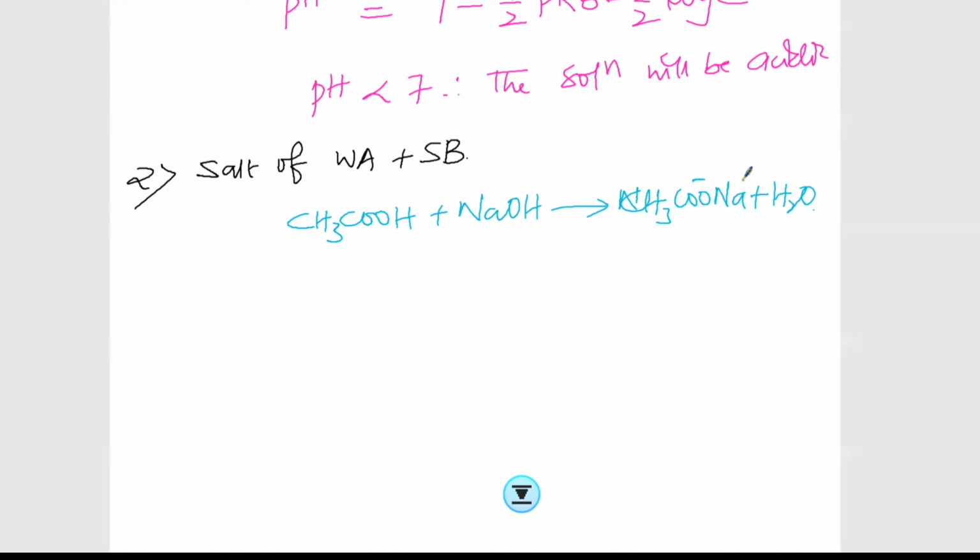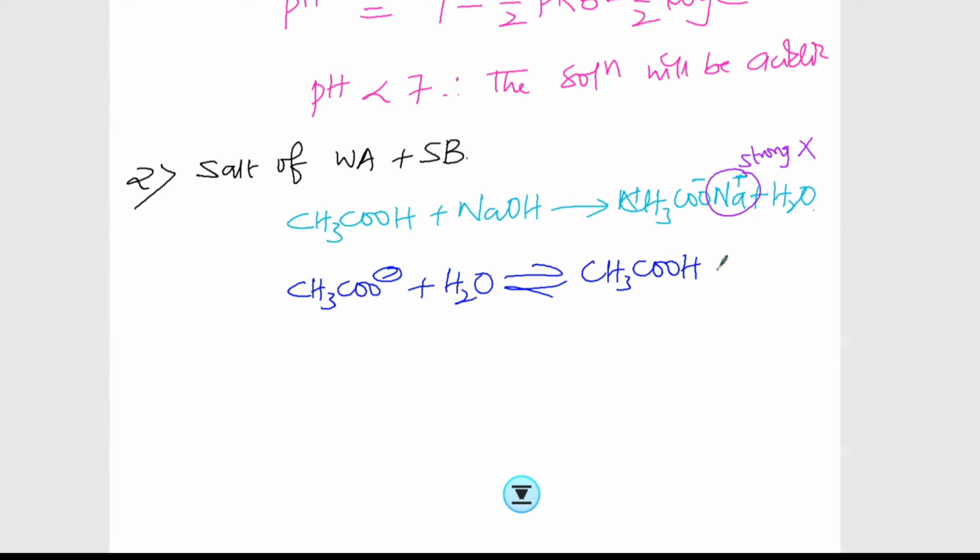Now you can see CH3COO minus and Na plus. So which one is from the strong one? Sodium hydroxide, right? Sodium is from the strong. So this is a strong part, therefore it does not hydrolyze, and the remaining is what? CH3COO minus is present. So CH3COO minus reacts with water and it captures what? H plus, because it is negatively charged. CH3COOH forms, and it releases OH minus ions. So you can see it is releasing OH minus ions into the solution. So the solution could be basic.